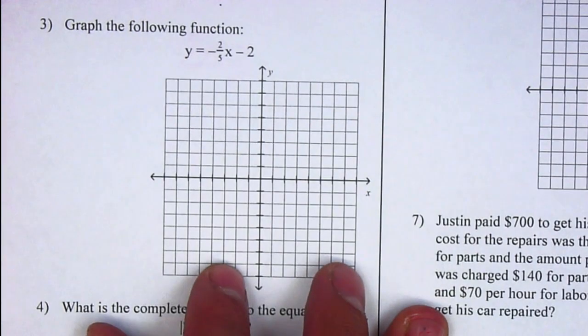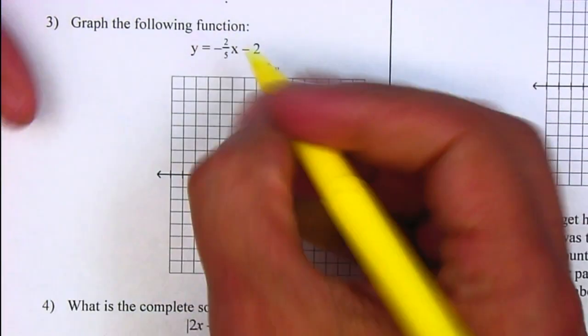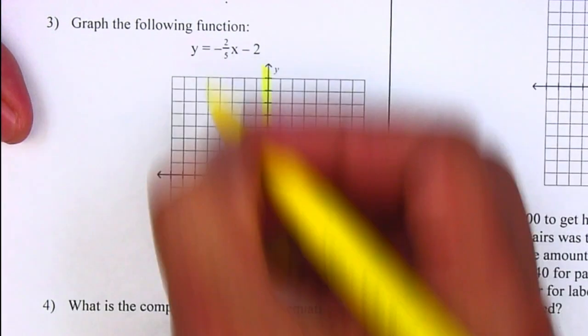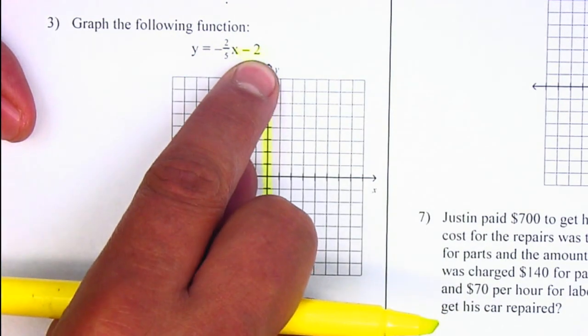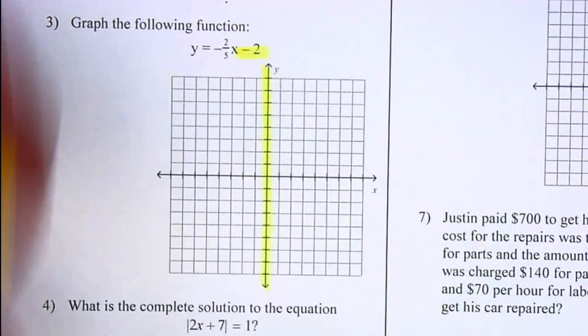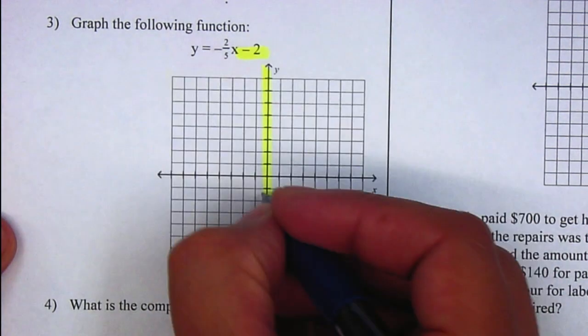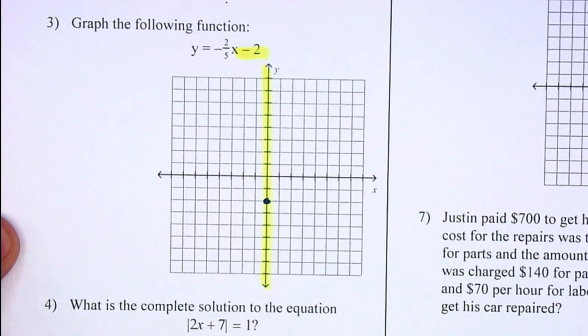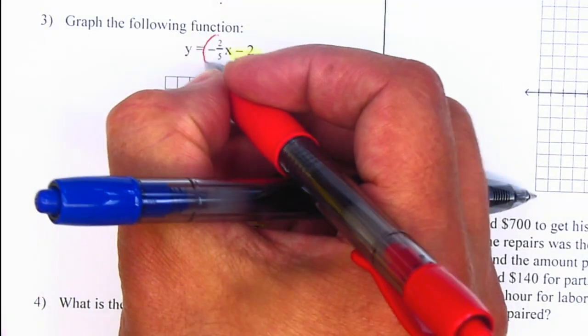Problem number 3. I want to graph the following function. It's already in slope-intercept form. If you notice, we have our slope and the y-intercept. So this is already in slope-intercept form, so it's a very quick process to graph. Negative 2 is my y-intercept. My slope is negative 2 over 5.